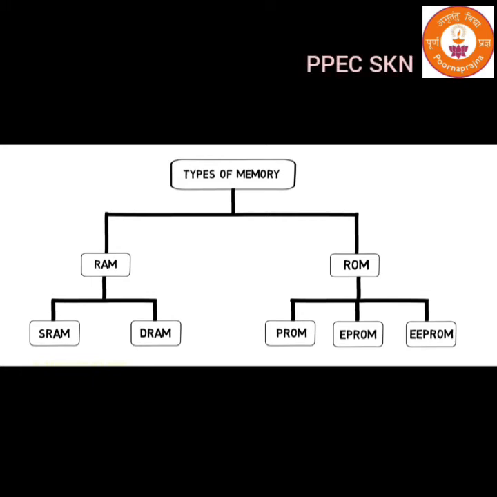So from this picture again we can make out that RAM and ROM are classified into different types of memory. RAM is classified into two types of memory, SRAM and DRAM, static RAM and dynamic RAM. Read-only memory is again classified into PROM, EPROM, EEPROM: programmable read-only memory, erasable programmable read-only memory, electrically erasable programmable read-only memory.